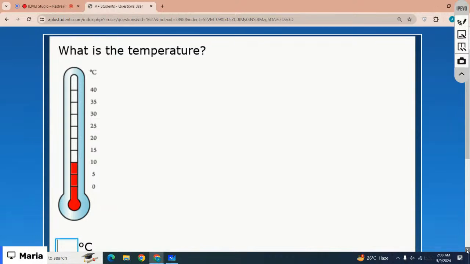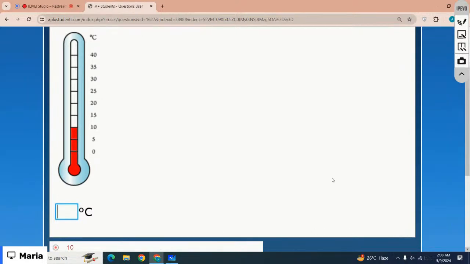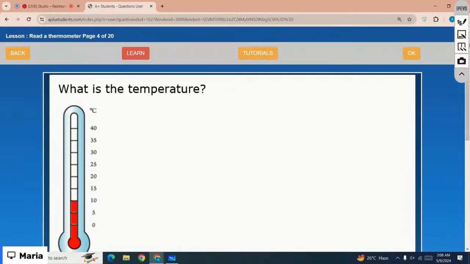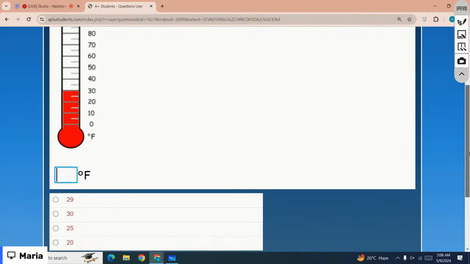The correct option is 10. Okay, what is the temperature? Which is the correct option? Yes, 30 degree F.